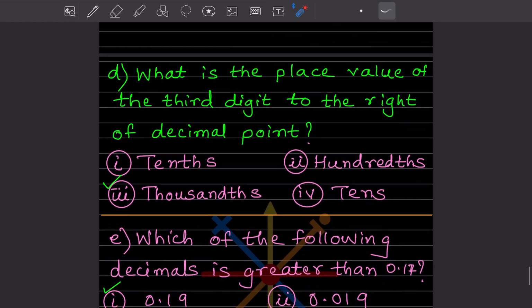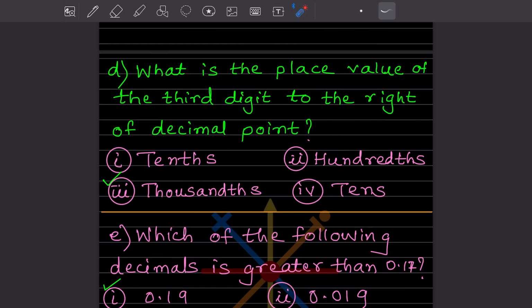What is the place value of the third digit to the right of the decimal point? Now see, the point is given. Suppose I write something like 1.234. The third digit after the point is here. After the point, this is the tenths place, this is the hundredths place, and this is the thousandths place. They said third digit to the right. Right means this side after the point, so that will be thousandths.